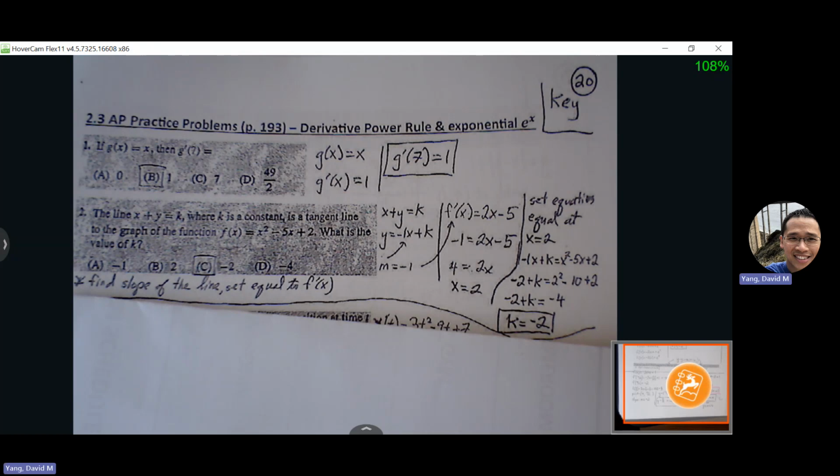So x plus y equals k. If I solve for y, that gives me y equals -1x plus k. So we know that the slope of this line is -1. So this entire line is going to have a slope of -1. We can match that with f prime because f prime describes the slope behavior of my original curve, x squared minus 5x plus 2.